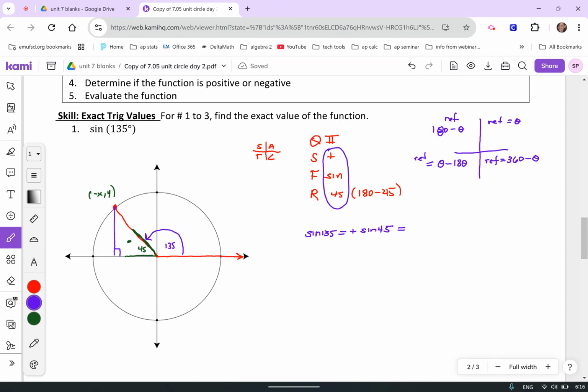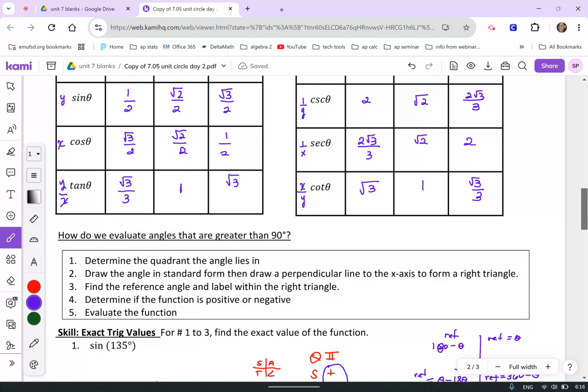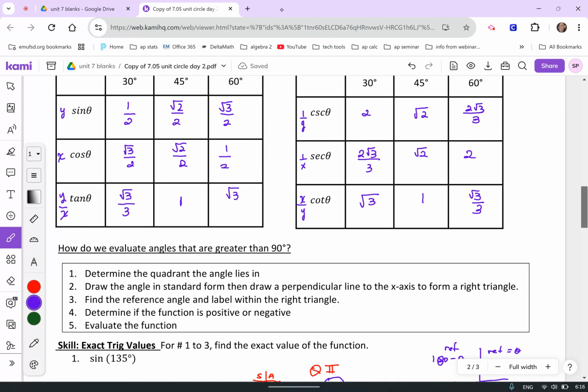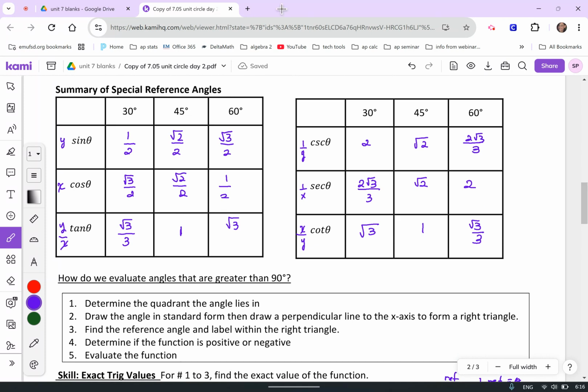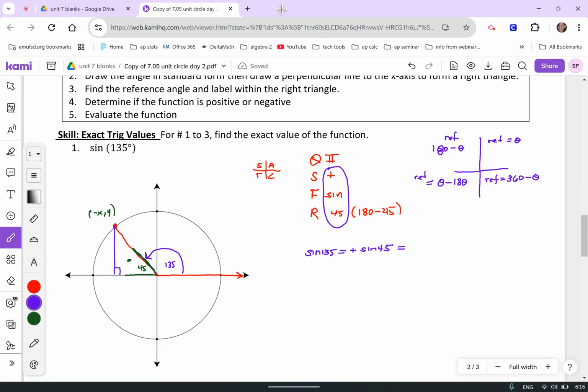And then you would look at the chart that we developed, and sine of 45 was rad 2 over 2, or positive rad 2 over 2, and that's the answer. Now, what is sine of 135?